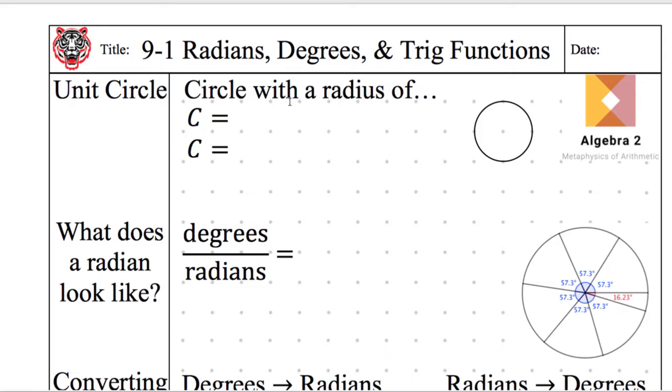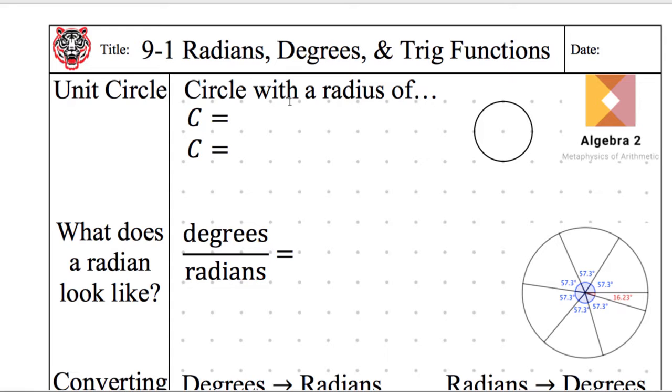So, if you have a circle with a radius of something, it is called a unit circle. A unit square, by the way, is a 1 by 1 square. It is a unit because the area of that square is 1. The sides are 1. It's a unit square. A unit is just 1, right? So a circle with a radius of what is a unit circle?